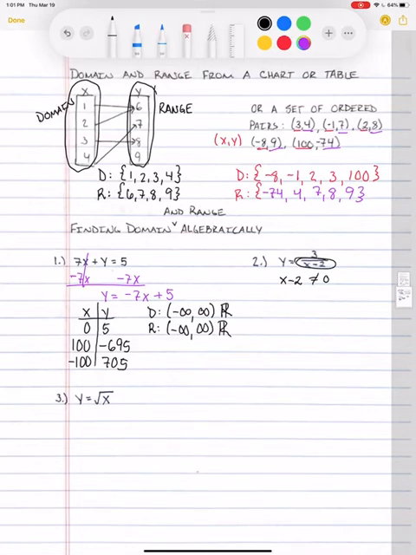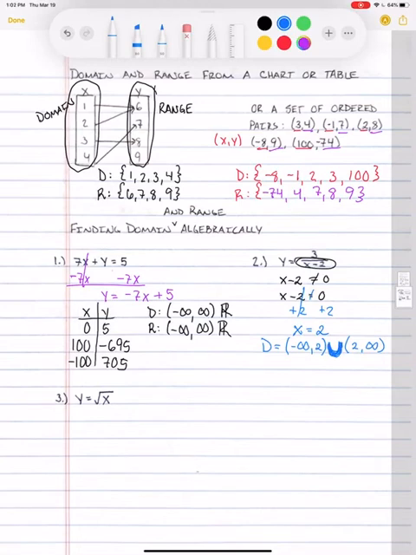So since x minus 2 cannot equal 0, I know that x cannot equal 2. So that means my domain can be anything except for 2. So I have to write that accordingly. That means my domain goes from negative infinity to 2, but I'm not including 2, so I'm going to end it in a parenthesis. And I also have to go from 2 to positive infinity. U means union or and.